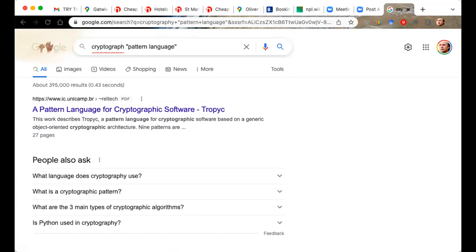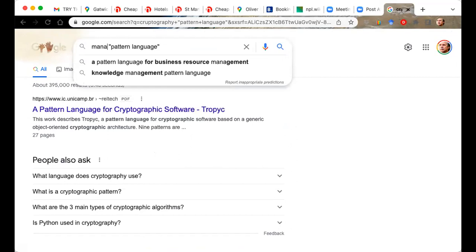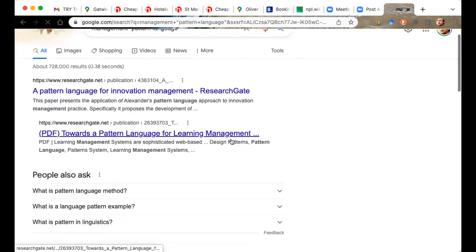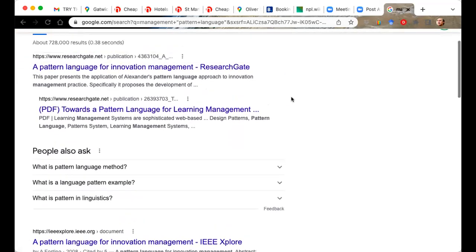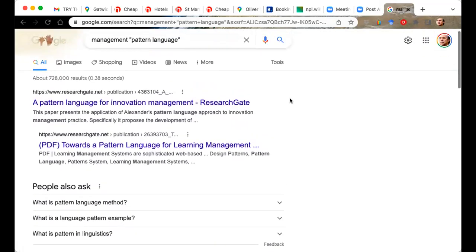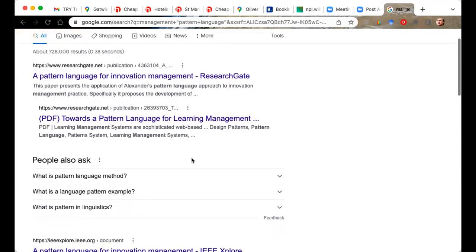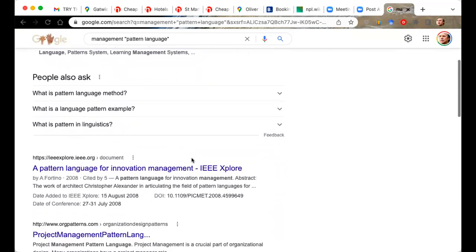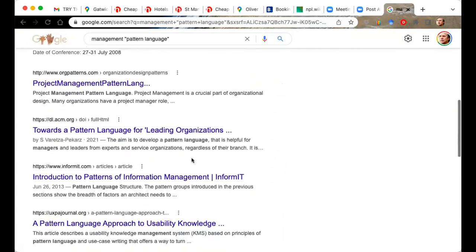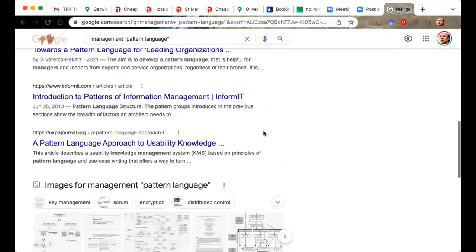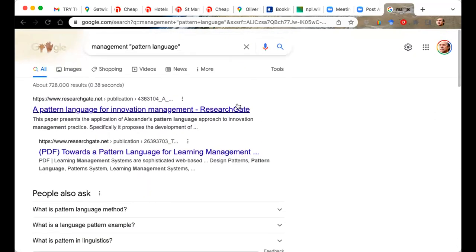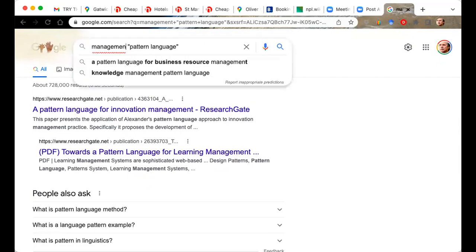And by the way, in management too, Dominic, I mentioned that agile methodology is directly an outcome of pattern languages and of the work with Ward and others who signed the Agile Manifesto some years ago. So I type management and then pattern language, I get 728,000 results. A pattern language for innovation management, a pattern language for learning management, project management pattern language, towards a pattern language for leading organizations, et cetera. You can find so many examples.